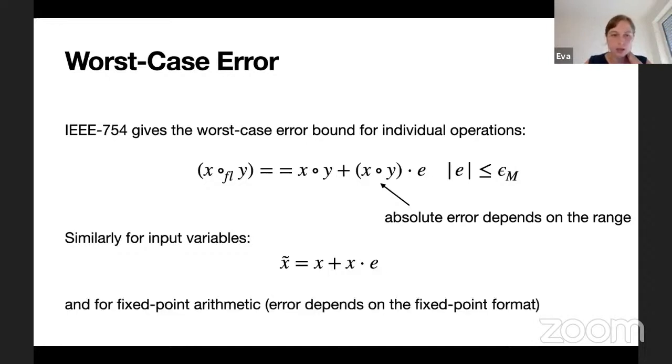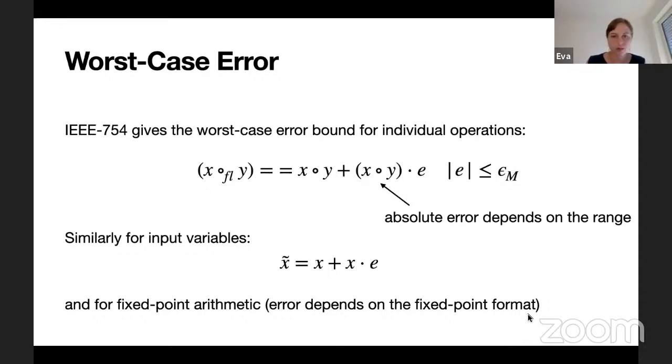to get an absolute error bound. Now for fixed point arithmetic, the situation is similar. The error depends on the actual fixed point format, so it depends on how many bits we have and how many fractional bits we have, but it's essentially more or less the same thing.